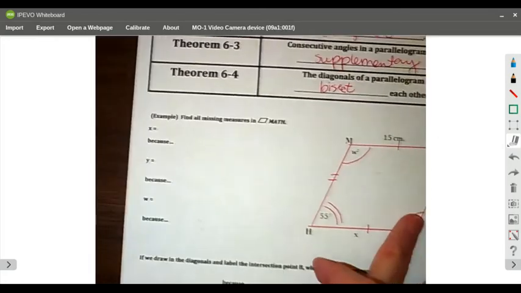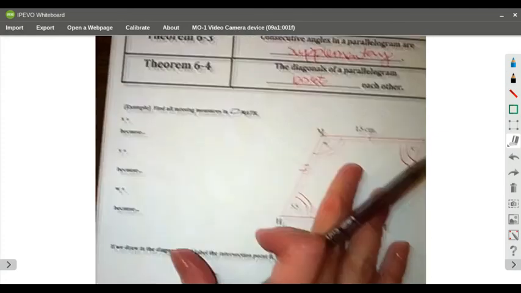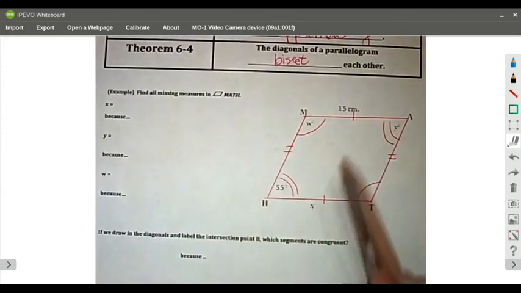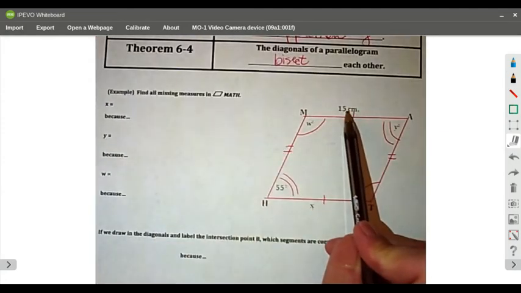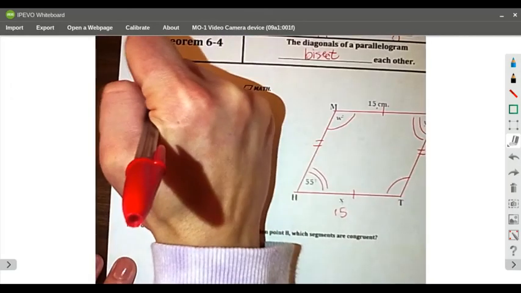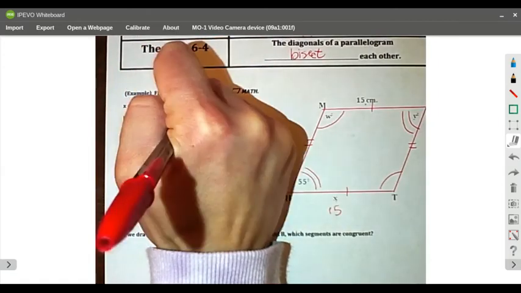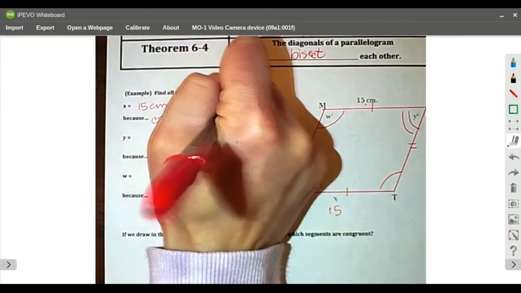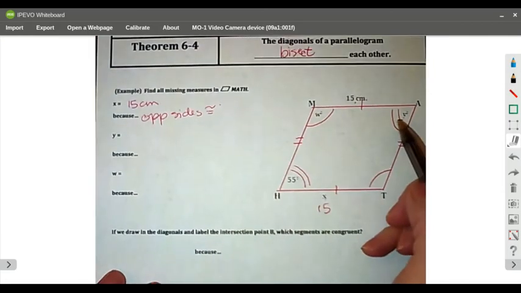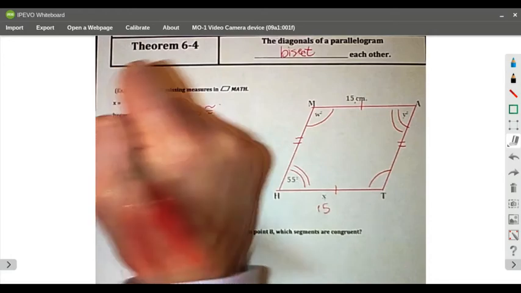So over here it says find the measure of angle X. Oh, X is not an angle. Just kidding. The side X. So X is going to be congruent to this one, 15. So those would be equal. So this is going to be 15 centimeters, because opposite sides are congruent. Y is right here. Y and 55 are opposite angles, so those are congruent. So Y is 55 degrees.